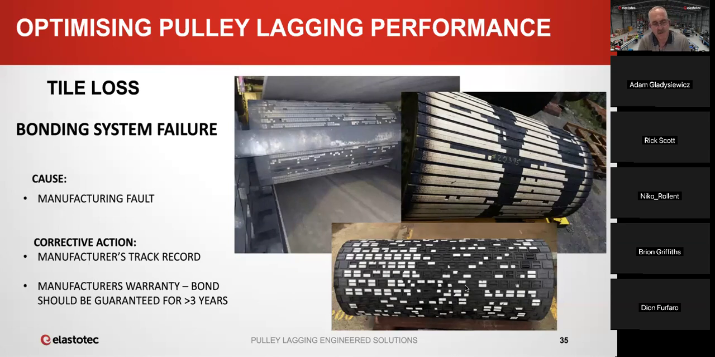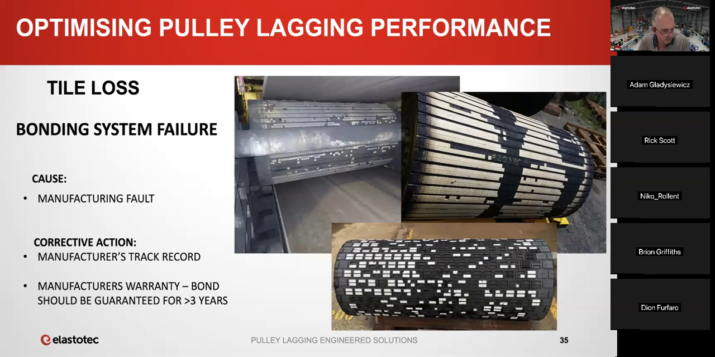It can be the choice of the bonding materials that are used, it can be the method of coating, it can be the way the tiles are treated, it can be just the general process control. There's a whole myriad of things. Bonding's not easy. It's not an easy thing to do. But the way to overcome this is to always ask for a warranty on tile bond failures.